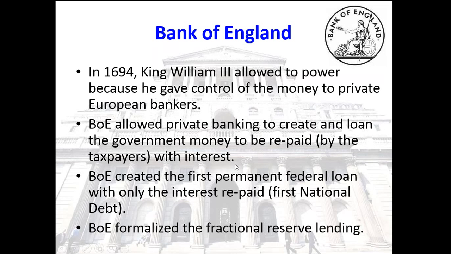First time this was allowed to happen, 1694, Neptune in Pisces. The BOE created the first permanent federal loan with only the interest repaid, what we would also know as the first national debt. Again, more on that in my other lectures if you need more. BOE also formalized fractional reserve lending.